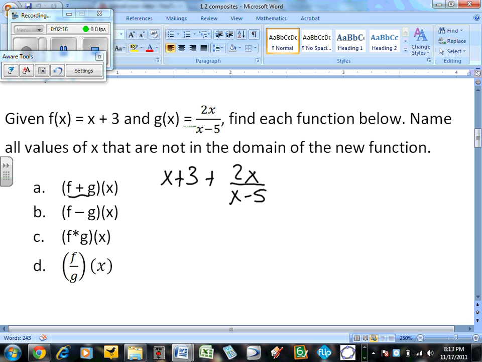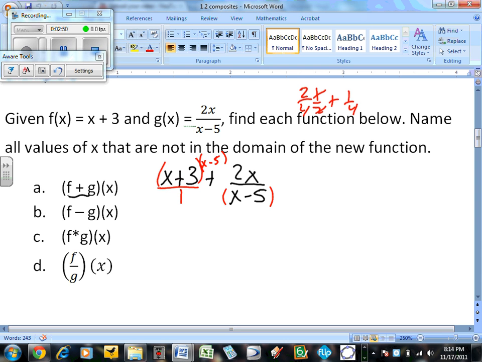Then we name all the values of x that are not in the domain of the new function. In order to add fractions, like if I have 1/2 plus 1/4, I have to have a common denominator of 4, so I have to multiply by 2. In the same way, I have to have a common denominator in order to combine these terms. Underneath x plus 3 is just a 1. My common denominator is going to have to be x minus 5. So what I'm missing out of this x plus 3 is x minus 5, so I'm going to have to multiply those two.